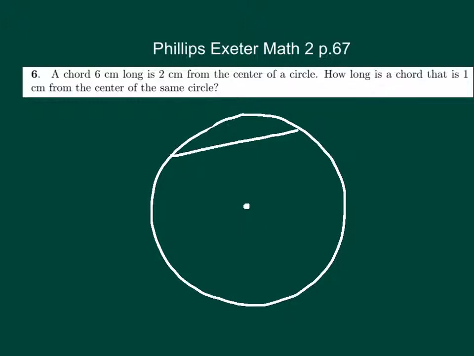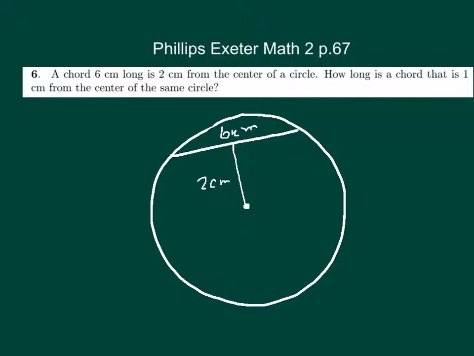So this is 6 centimeters. And then this is, again, not to scale. This is 2 centimeters from the center. Now the question is, how long is a chord that is 1 centimeter from the center of the circle?